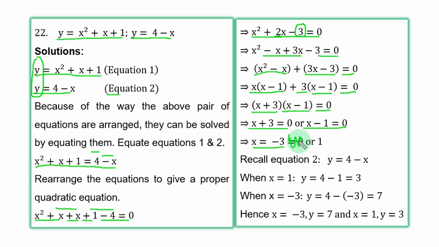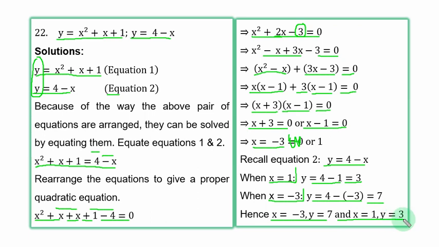But remember, you need to get y as well. You can use both equations, but the one that will make the work easy is the linear equation. So recall equation 2, where y is equal to 4 minus s. So when s is equal to 1, y becomes 4 minus 1 equal to 3. And when s is equal to minus 3, y becomes 4 minus minus 3, and that means 4 plus 3, and you have 7. Therefore, when s is equal to minus 3, y is equal to 7, and when s is equal to 1, y is equal to 3.